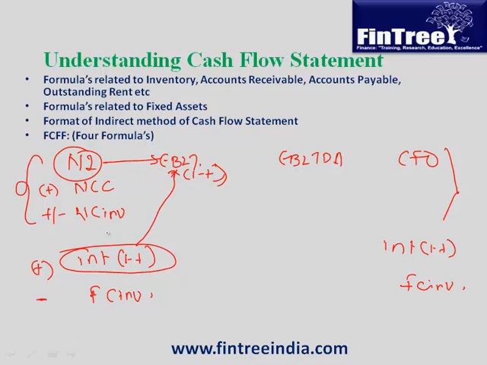net income plus after tax interest. And once you have these 2 items adjusted in EBIT into 1 minus T, just adjust the remaining ones, plus NCC plus or minus working capital investment minus fixed capital investment.